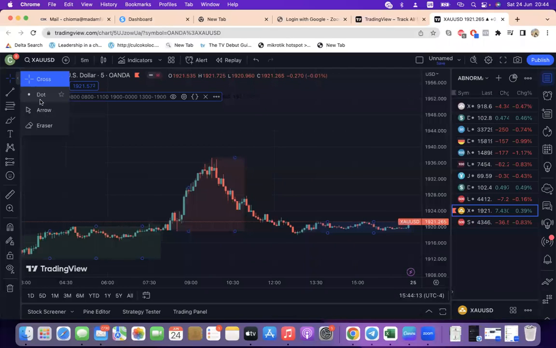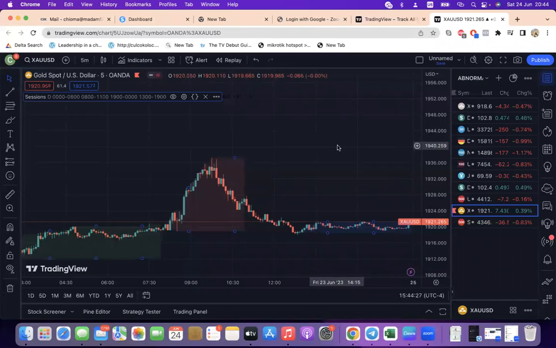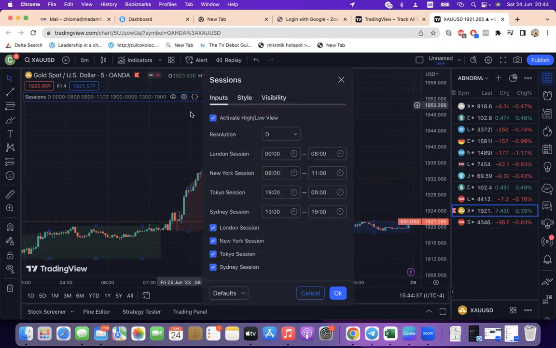Do you see below my screen? Follow my arrow right there below my screen. Click on that time zone and choose the New York session. Come back to where you have that indicator, click on the settings, and activate your highs and lows.